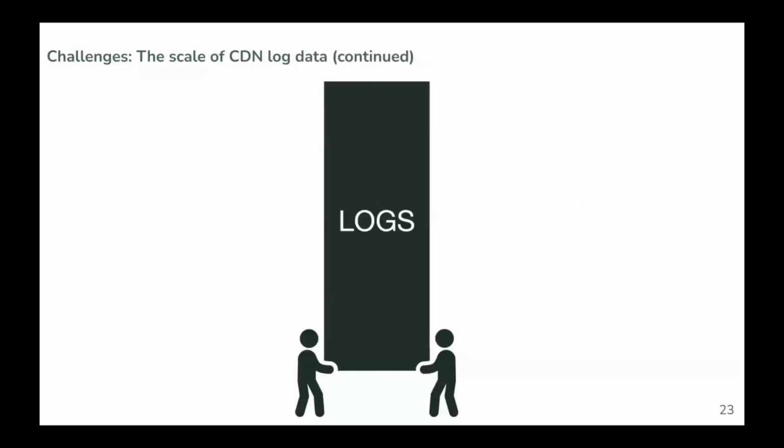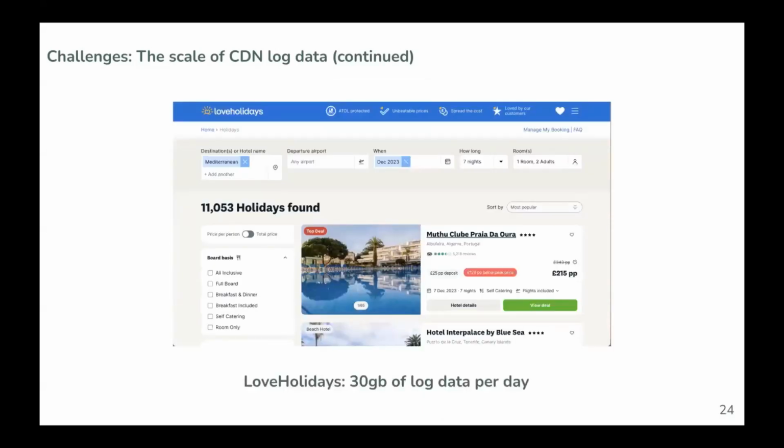Because of this, traffic to small or medium-sized web applications can end up generating millions or even billions of CDN logs. This presents a challenge to engineering teams at these companies who need to handle all this data. An example is Love Holidays, an online travel agency based in the UK. Love Holidays states online that they handle more than 30 gigabytes per day of CDN logs. That is quite a lot for a medium-sized company to deal with for just one type of telemetry data.